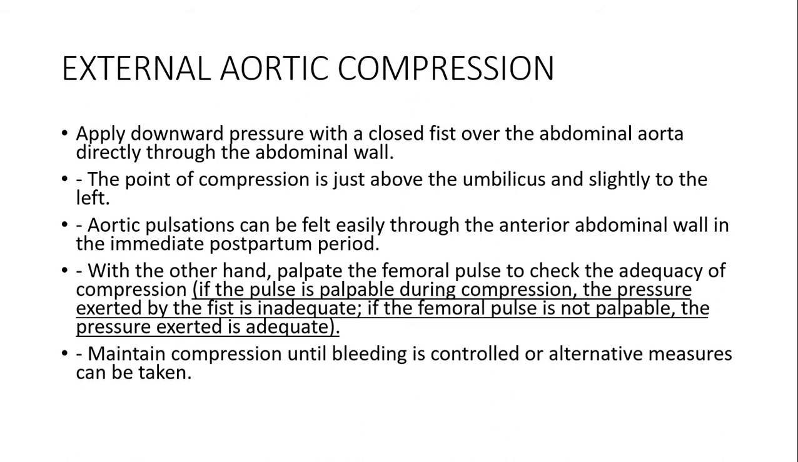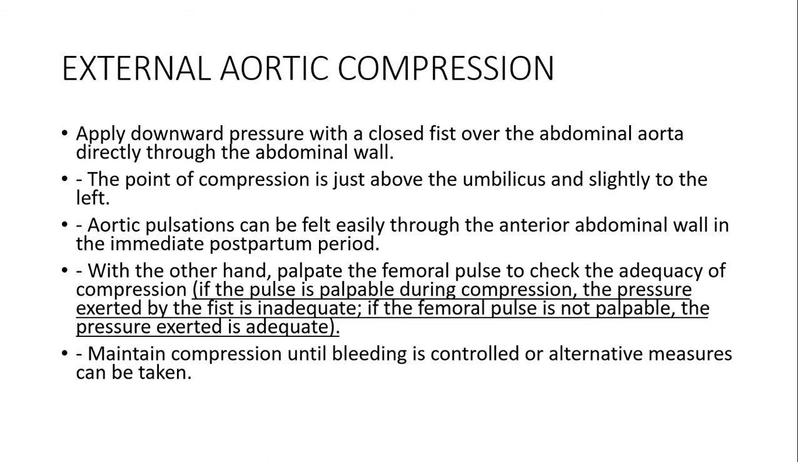The next option is to do an external aortic compression. This is the technique. You need to apply downward pressure with a closed fist over the abdominal aorta directly through the abdominal wall. The point of compression is just above the umbilicus and slightly to the left, because the aorta goes slightly to the left of the vertebra. Aortic pulsations can be felt easily through the anterior abdominal wall in the immediate postpartum period. With the other hand, palpate the femoral pulse to check the adequacy of compression.